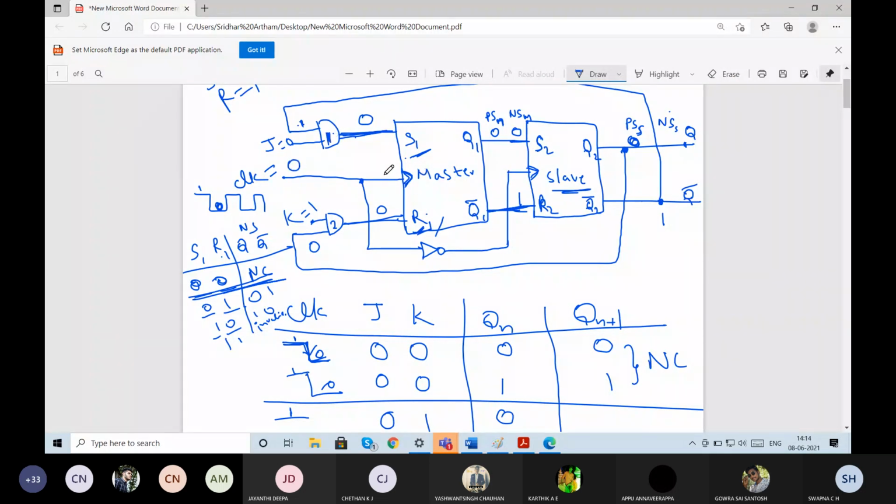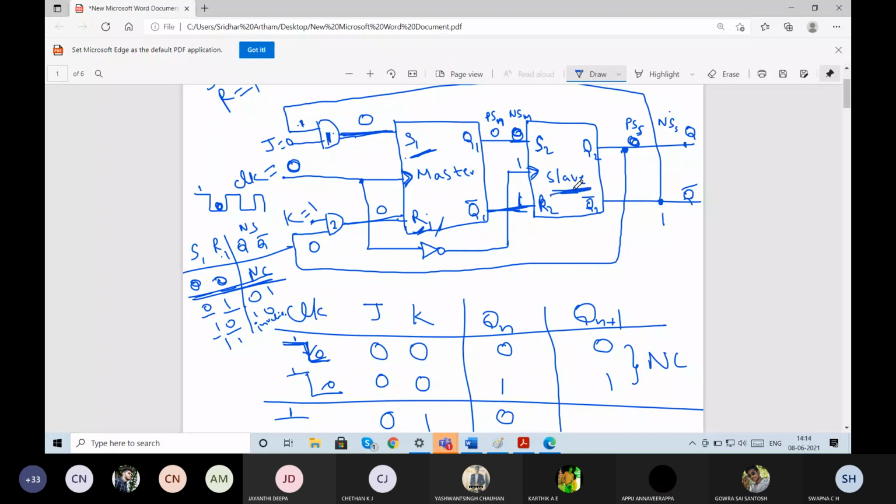If the clock is 0, the slave will get 1 as a clock value. Since the master has got 0 as clock value, it will not check S1 and R1. It will remain in the same state, in the sense 0 and 1. NSM is there, no? It will remain in that state only. So this is 0, this is 1.